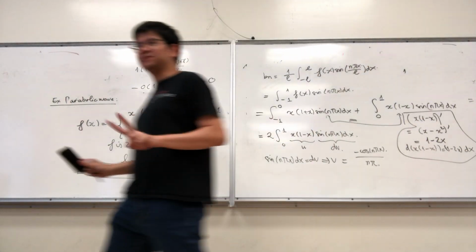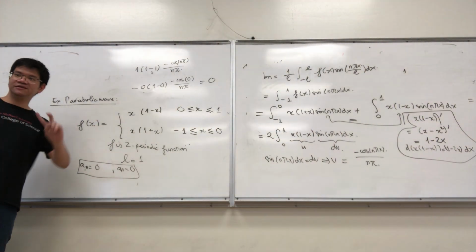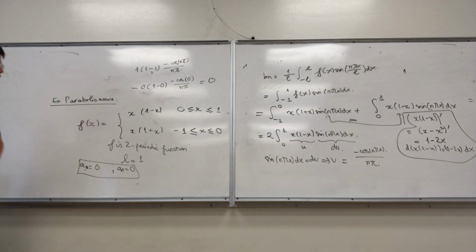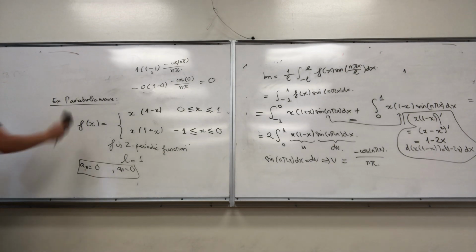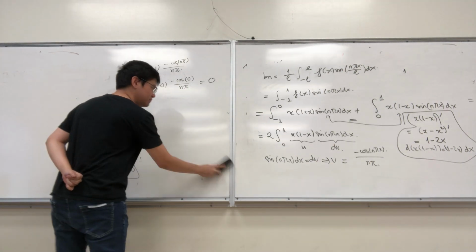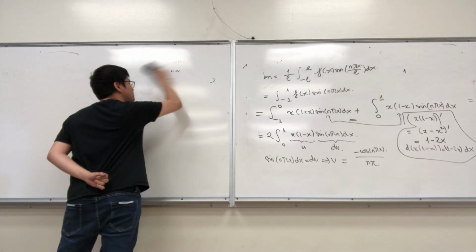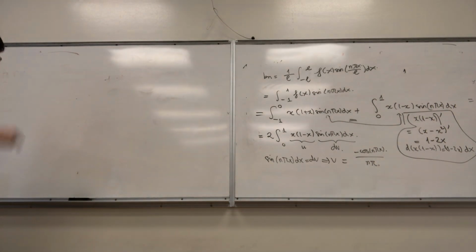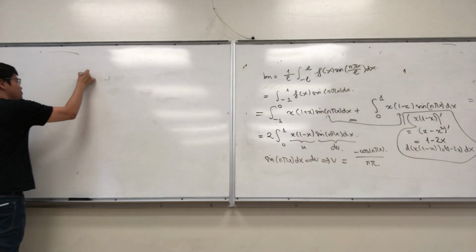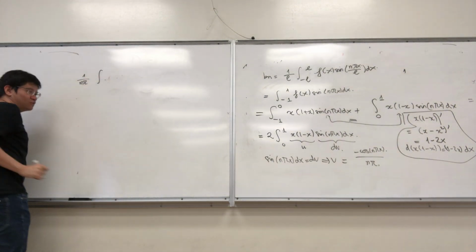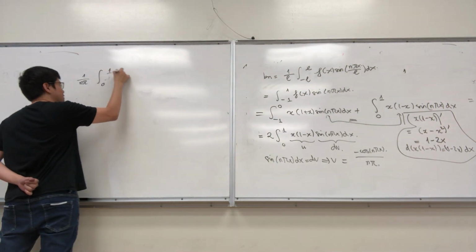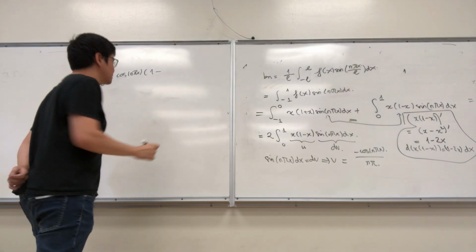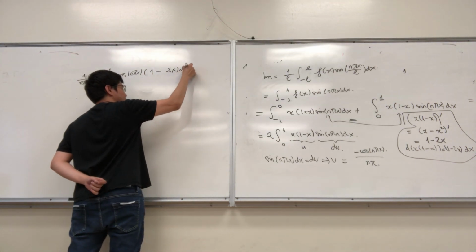You can split it, but you're going to have to do it 4 times. Here you do integration by parts 2 times, but if you split it, you do it 4 times. Right? Now, let us try to compute the second one. So let us try to do 1 over n pi, integral from 0 to 1, of cosine of n pi (1 minus 2x) dx. All right?